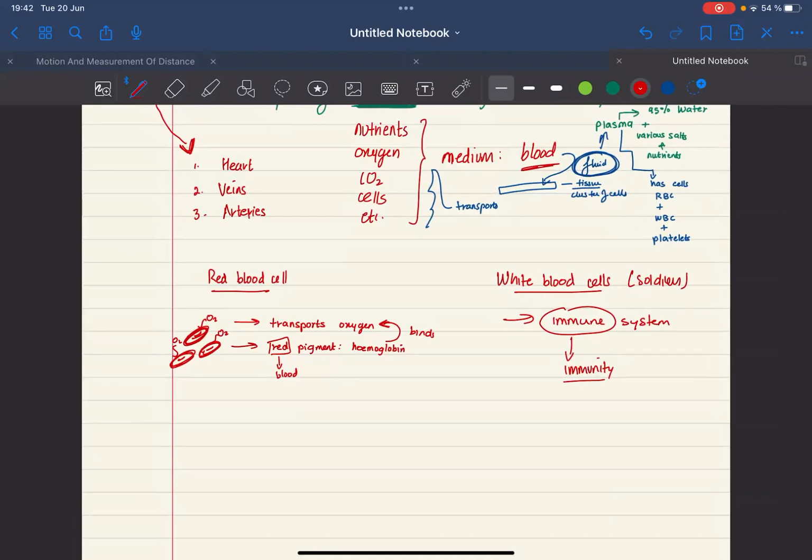Then we have obviously the platelets, the third component. The blood platelets are the smallest cells compared to the other components, WBC and RBC. When these platelets come together, they form a blood clot, preventing the loss of blood during bleeding.